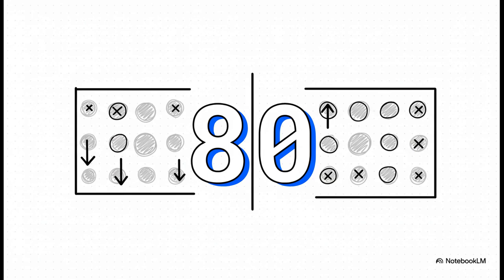Our median is 80. This one number perfectly splits our data set right down the middle. Exactly half the students scored below an 80, and the other half scored above it. This is our 50th percentile, and it's going to be the line inside our box.